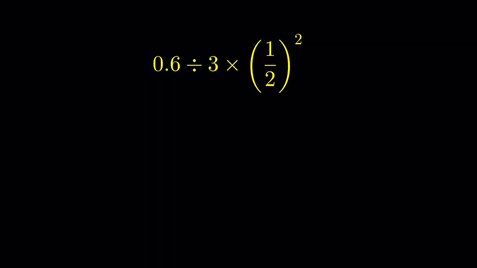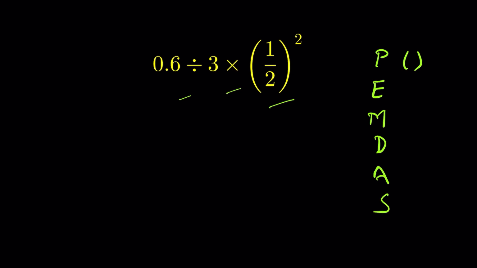0.6 divided by 3 times (1/2)². How do you solve this? Here we have exponent, multiplication, and division. As per PEMDAS, the order of operations, we first solve parentheses, then comes exponent, then we solve multiplication, division, addition, subtraction. So first we will have to solve parentheses.